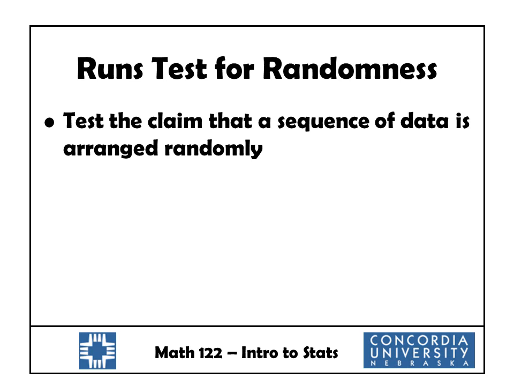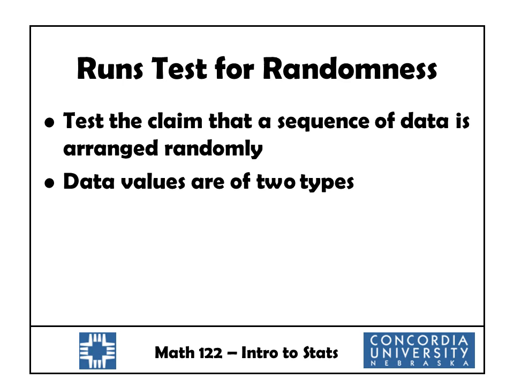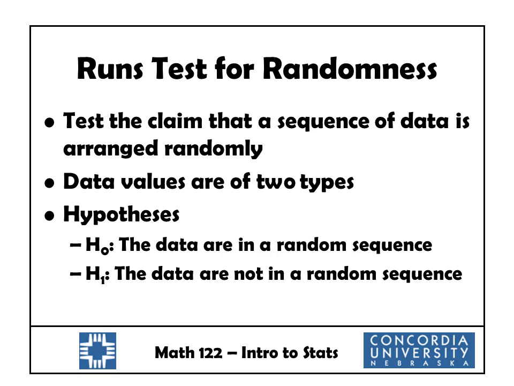So the test that we're doing here in this section is what's called the runs test for randomness. We are testing the claim that a sequence of data is arranged randomly. Our data values are of 2 types, like male and female, heads or tails, plus or minus. Our hypotheses for this type of test are that the null is that the data are arranged in a random sequence, and the alternative is that the data are not in a random sequence.